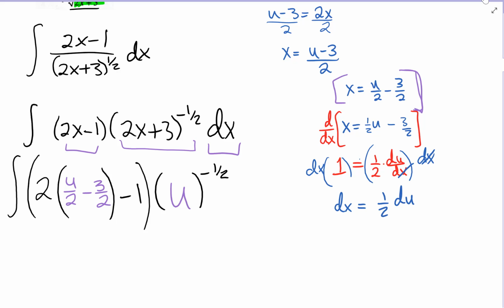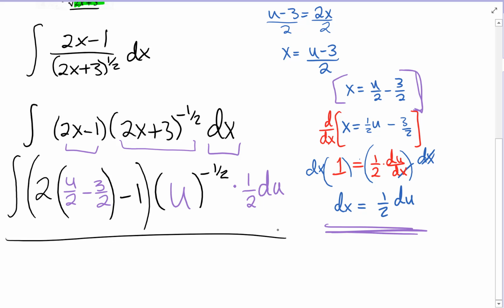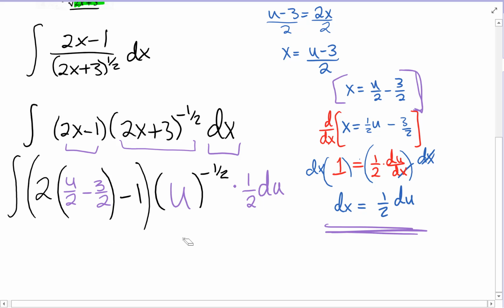What about dx? We can't integrate an entire expression in terms of u with a dx symbol at the end. We know dx in terms of du. dx is equal to 1/2 times du. So in place of dx, I will write 1/2 du. I have to make sure my integral is all in terms of u here.